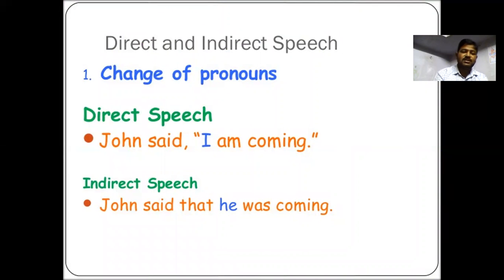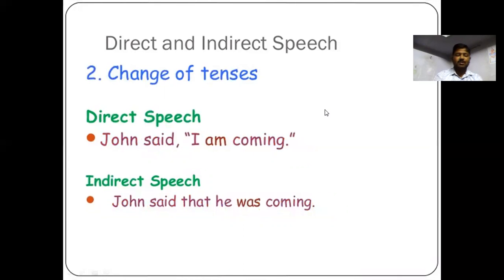When we go through the changes of direct speech, we can go through some more detailed explanation about direct and indirect speech. Change of the pronoun: in direct speech, John said, "I am coming." In indirect speech, John said that he was coming. The verb in the simple present should be changed into the past simple.